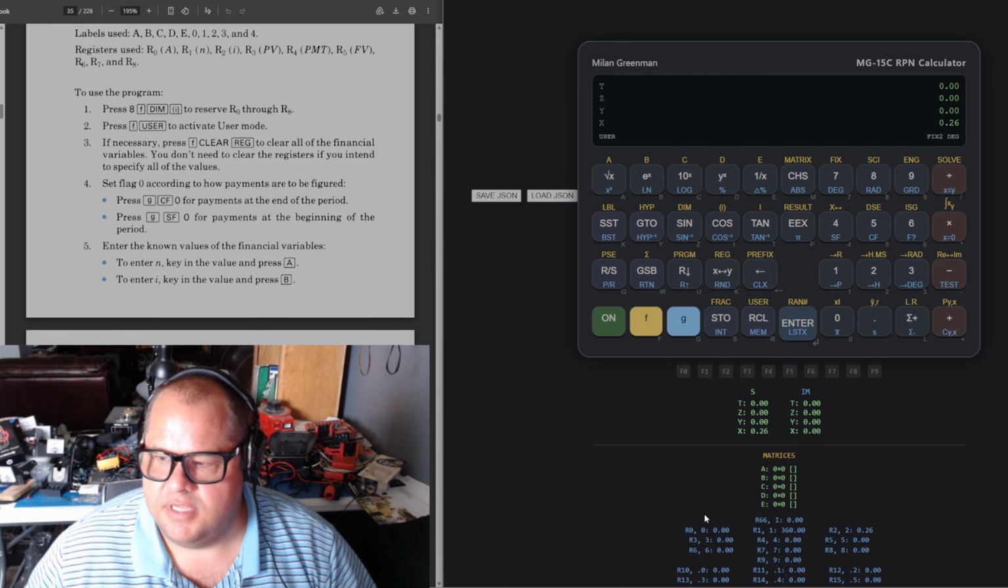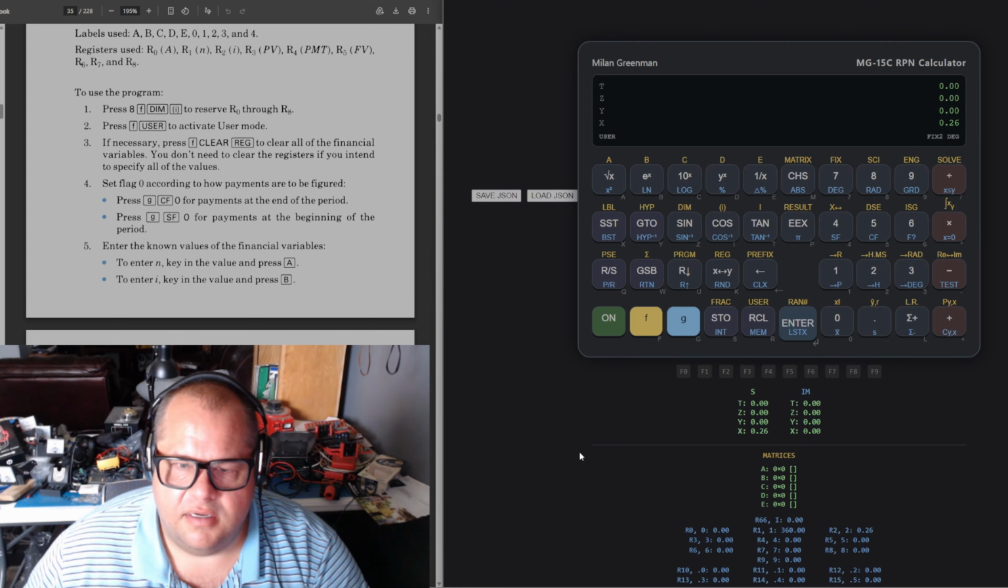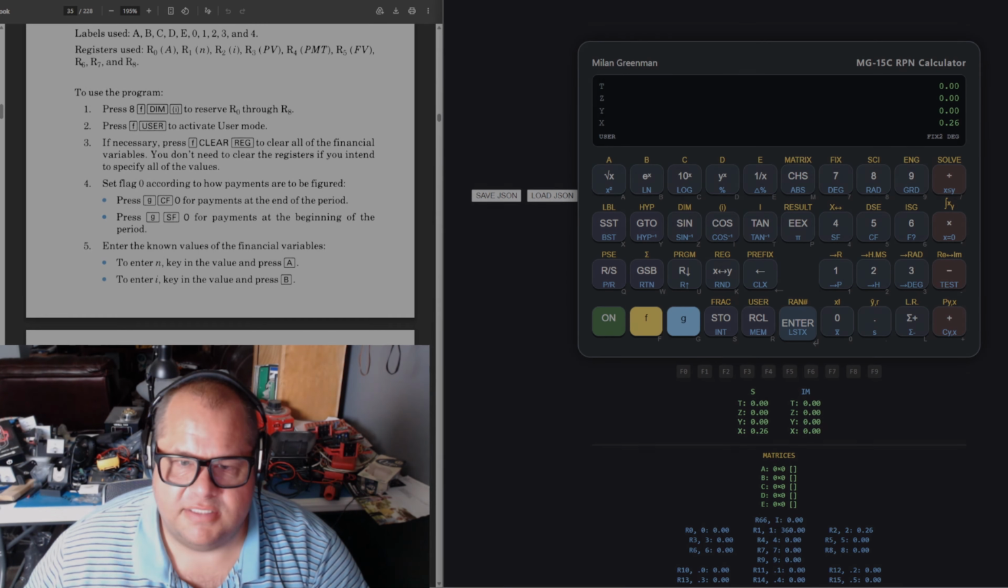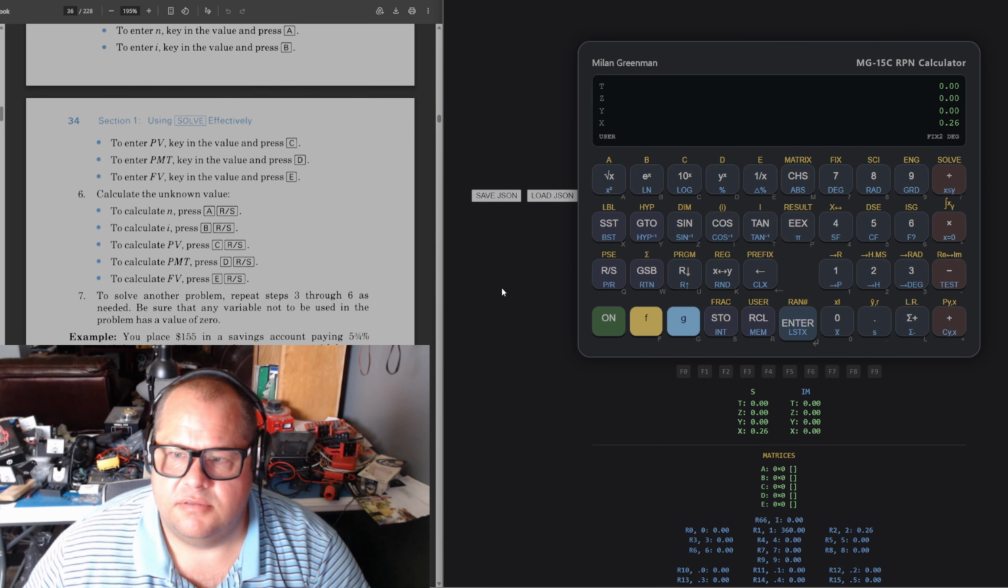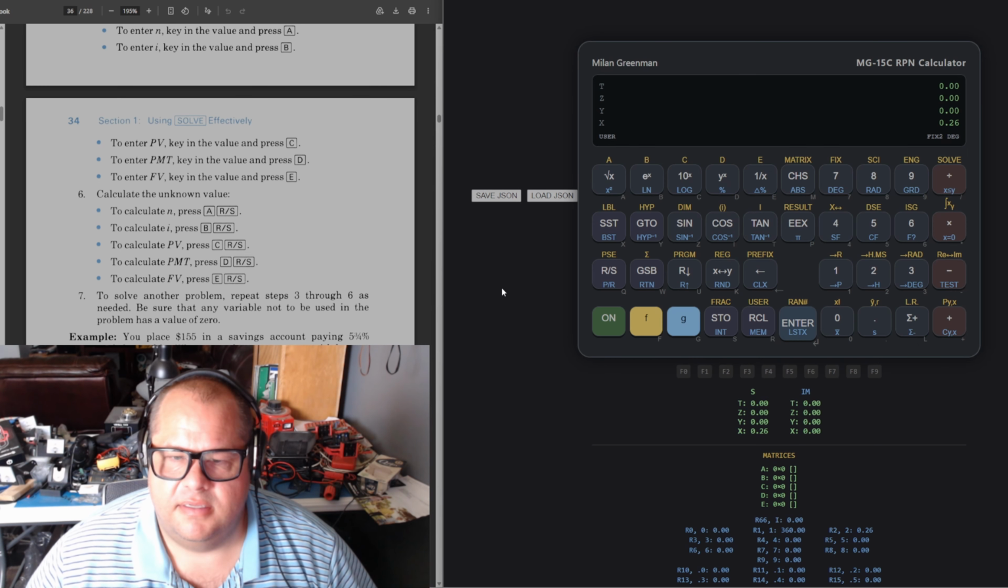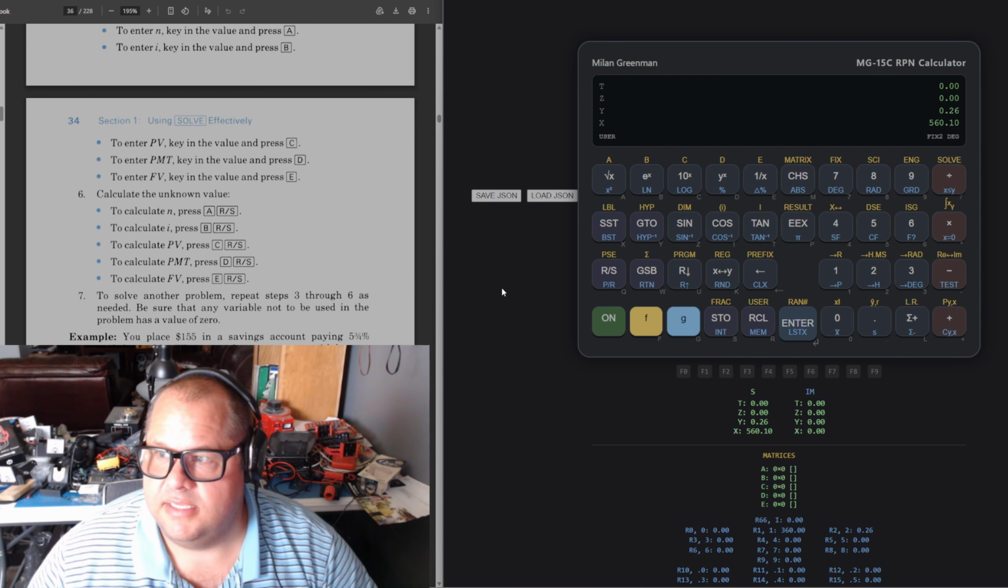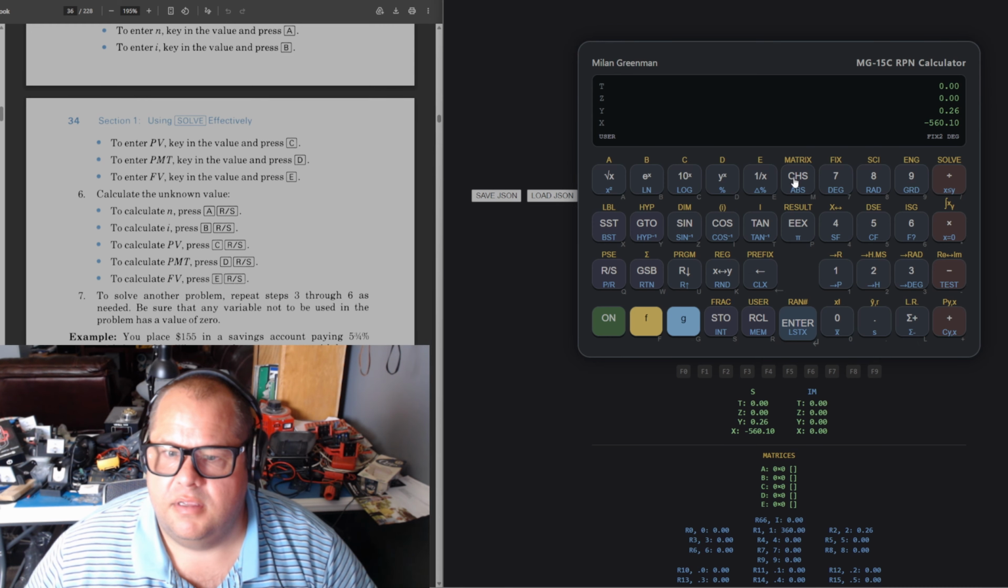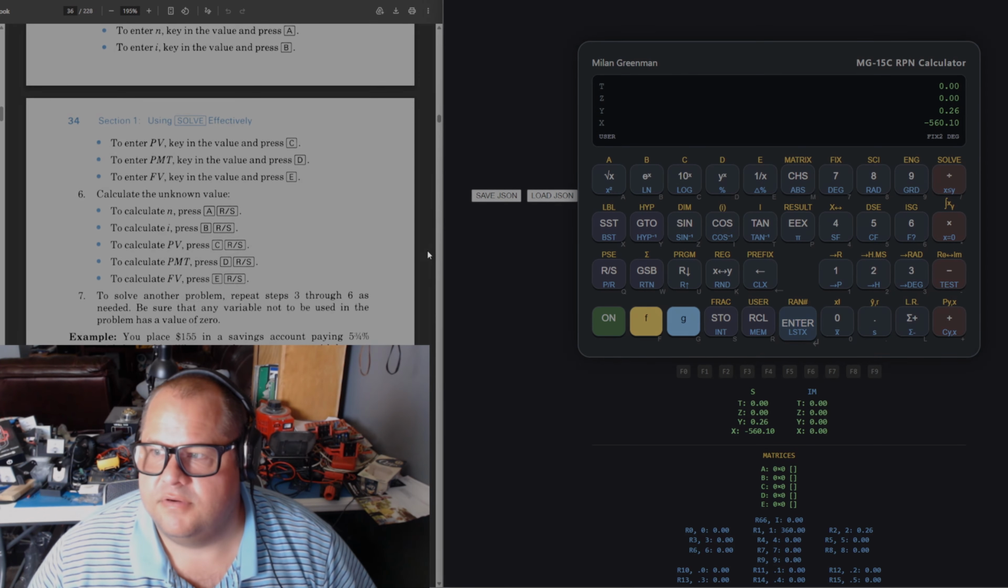The future value is already at 0 because the calculator was in a fresh state when we started. So we'll leave that alone. We're trying to solve for the present value, and we know what the payment is. So let's enter the payment. So the payment is $560.10. And because that money is coming out of my pocket and going away from me, we're going to change that to negative. And we will store that in D for payment.